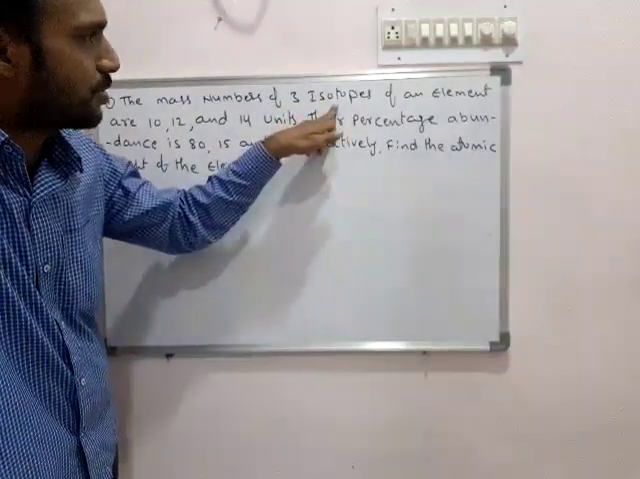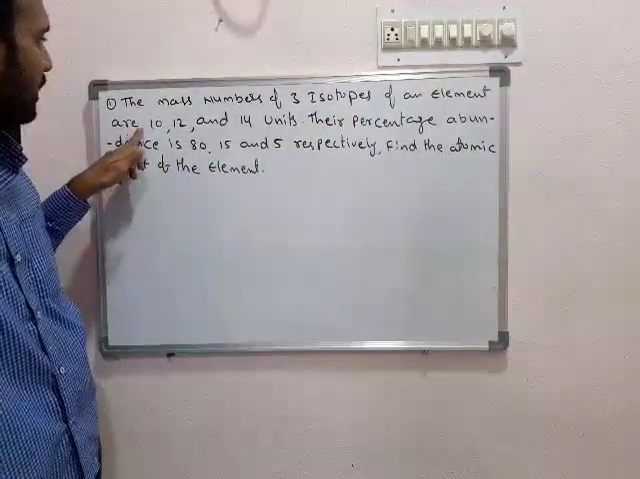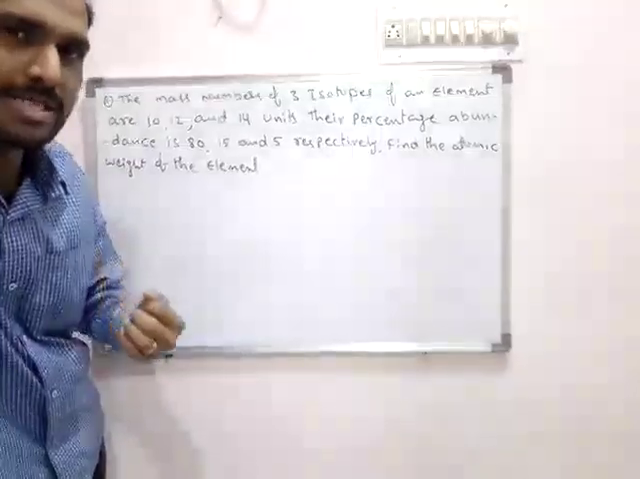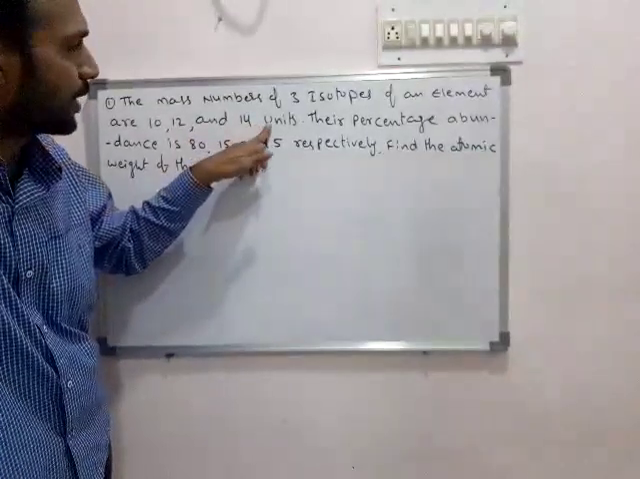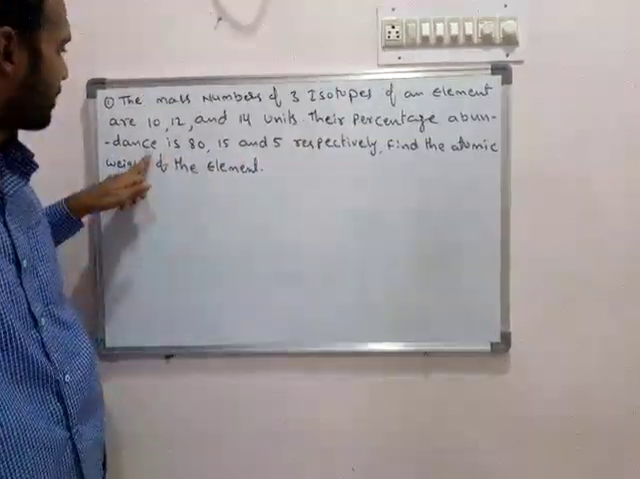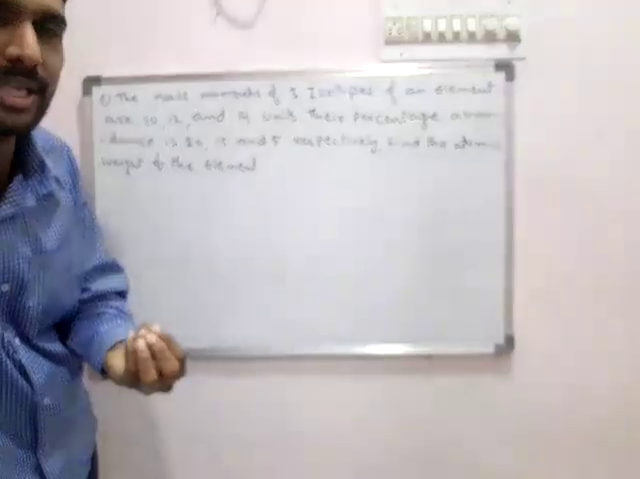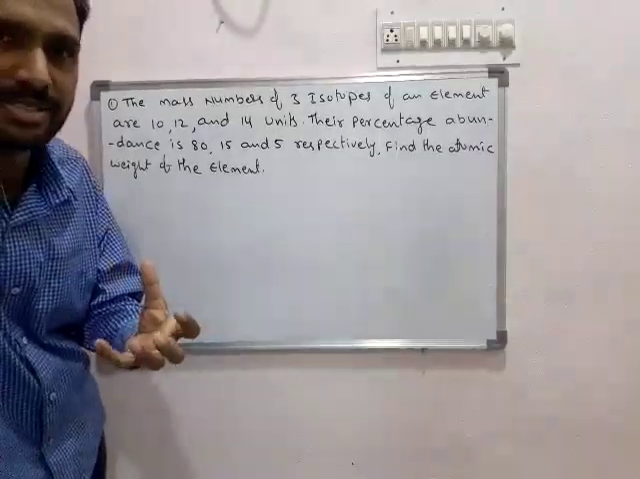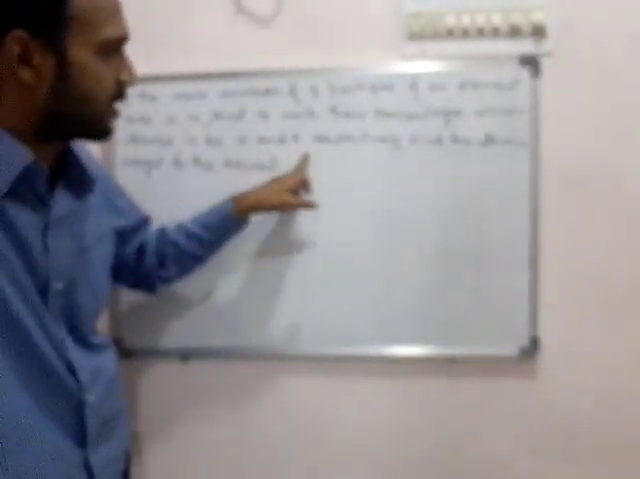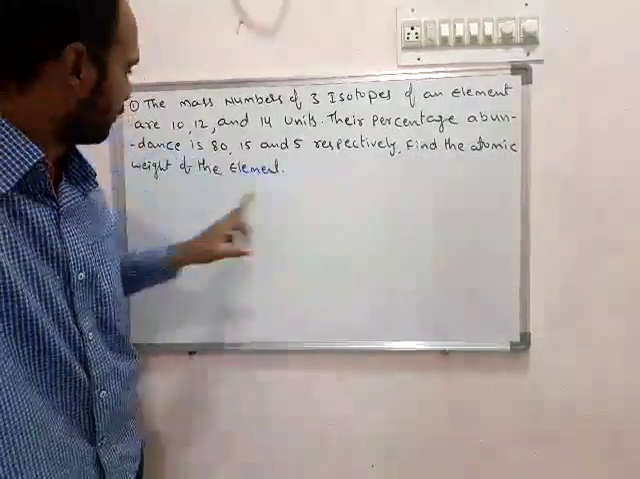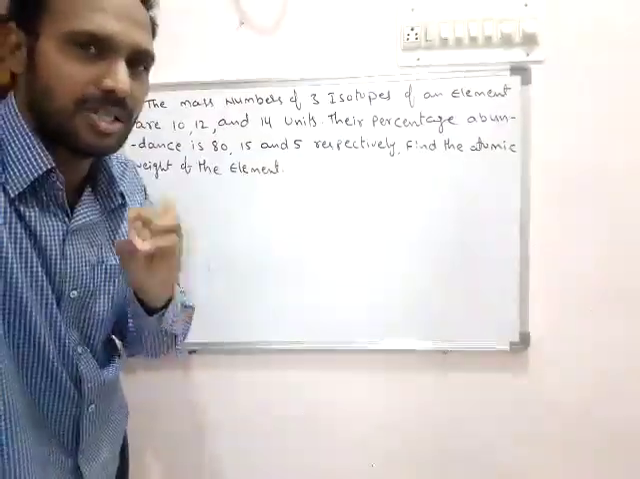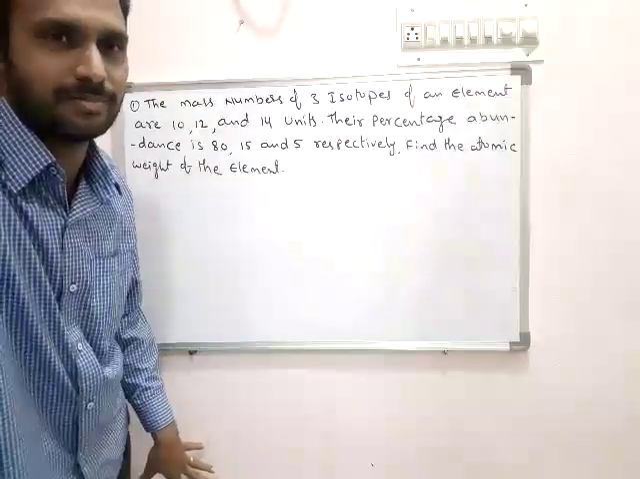The mass numbers of three isotopes of an element are 10, 12, 14. When we have their mass numbers, we can treat them as atomic weight units. If you take some sample of that element, the three isotopes are present in different percentages in their abundance: first is 80%, 15%, then 5% respectively. So we need to find the atomic weight of the element, which means the average atomic weight of that element.